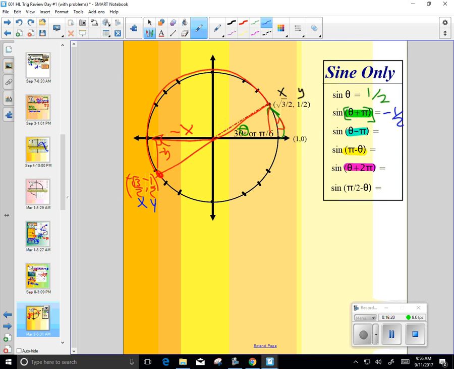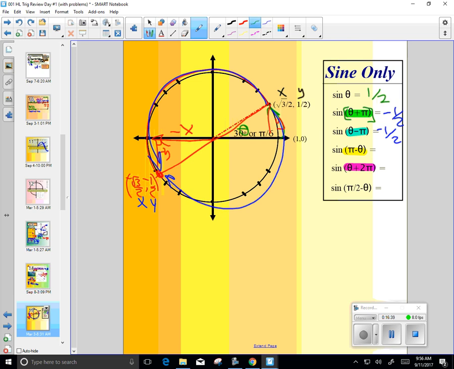What if we did the sine of theta minus pi? So instead of going this direction, we go in the opposite direction. Do we end up at the same point? So do we have the same answer? Yeah. Negative 1/2.